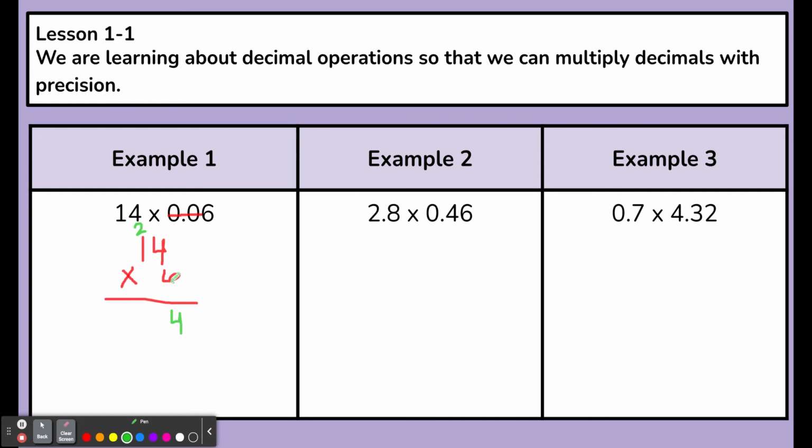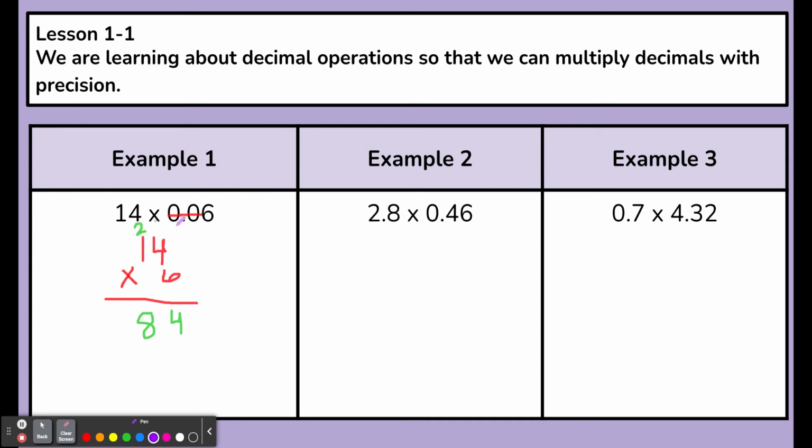Then I'm going to do 6 times 1. 6 times 1 is 6. You have to add that top 2, and you're going to get an 8. So when I multiply, pretending they're whole numbers, I'm going to get 84. But these are not whole numbers, they're decimals. And the rule with decimals is your answer, which is called the product, has to have the same amount of decimal digits as are in the problem.